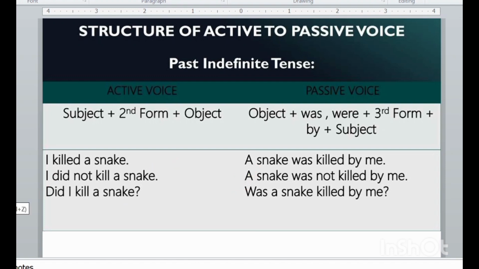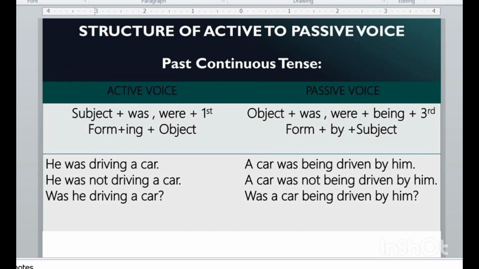Next is past continuous. Past continuous, you already know, is a tense that is used to talk about actions that were continued in the past. Okay, subject plus was/were plus first form of verb plus ing plus object. Was/were is additional. In present we use is/am/are, here we use was/were. This is the difference between present continuous and past continuous. Okay, object plus was/were plus being. Being is additional here, and in present continuous being is used, but there is/am/are is used. Okay, plus third form of verb plus by plus subject.